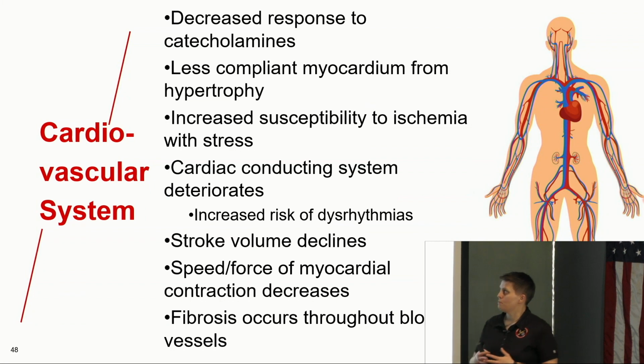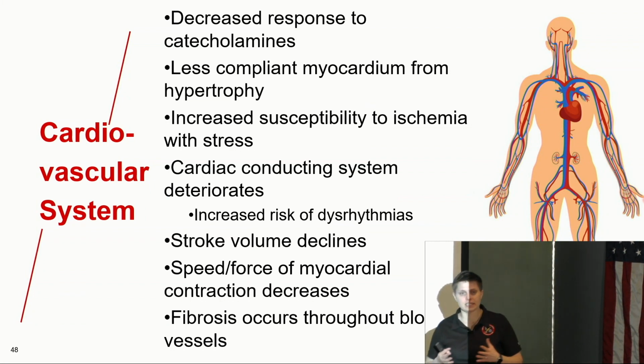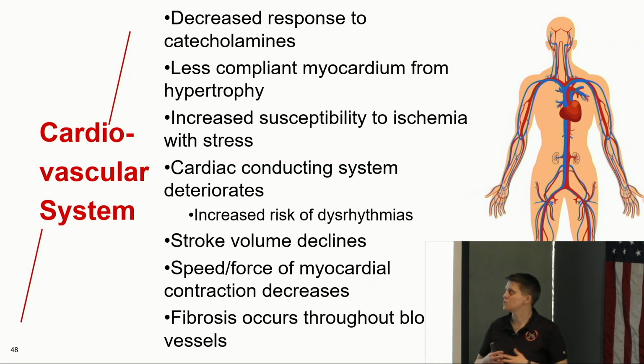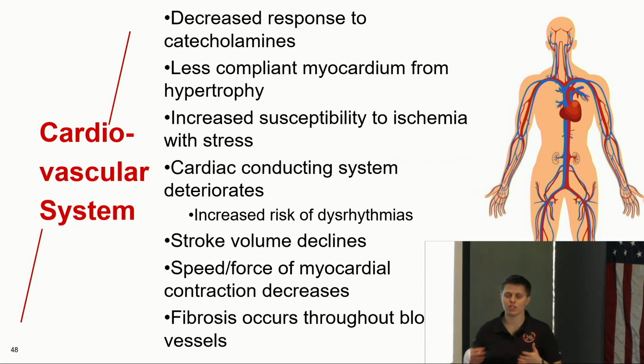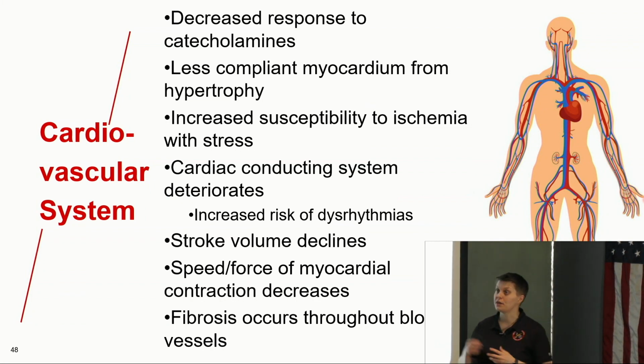Their myocardium might be hypertrophied and less compliant, so it can't squeeze and work as well as it's supposed to. They're going to be more susceptible to mild ischemia, so the same ischemic insult that a younger person might be able to cope with or compensate for for some period of time is going to have a bigger impact on an elderly patient.